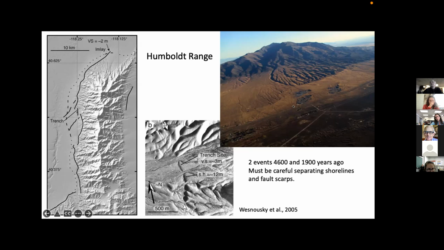So in this case, there's two events in the last 4,600 years or so. But there's also shorelines that come up from Lake Lahontan, so you can confuse those with fault scarps as well. So let's be careful about which geomorphic landforms we're looking for. But when you see this progression of different age surfaces with progressively smaller scarps on progressively younger surfaces, you're in the right location to be mapping the fault.